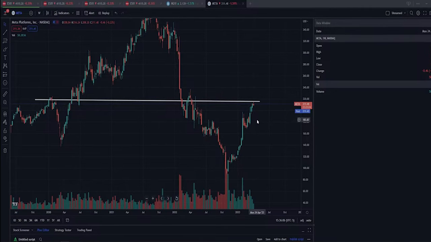It may consolidate at this level for a little while. We've got Easter coming as a holiday, then April, May, and then the summer months. Sometimes liquidity starts to drop off.